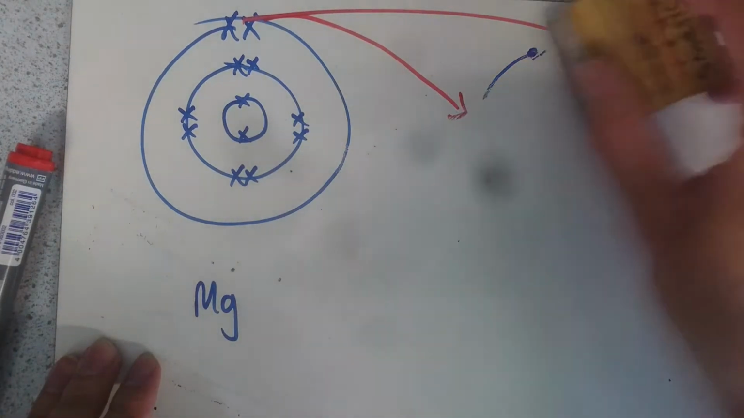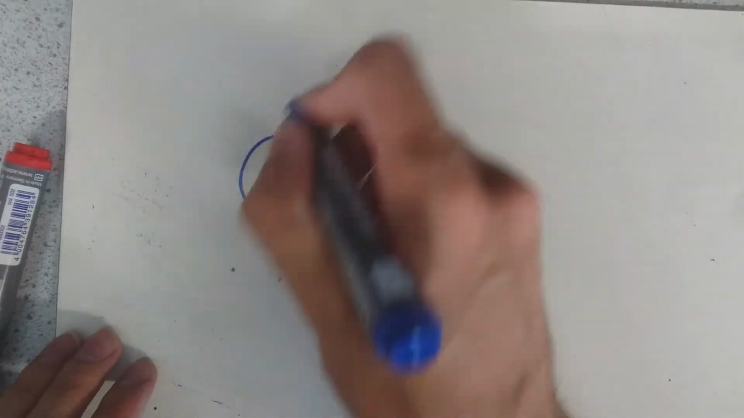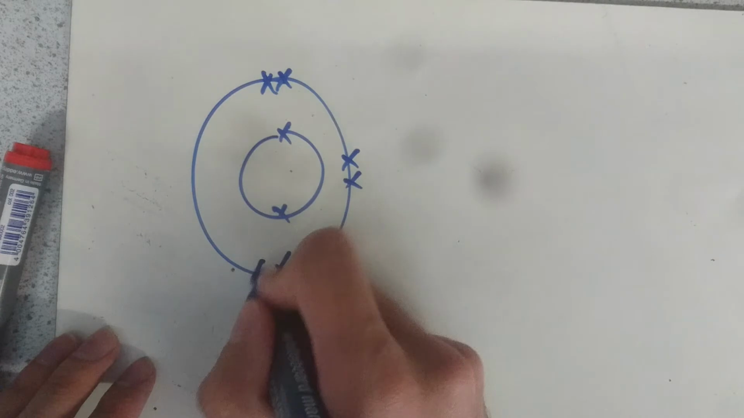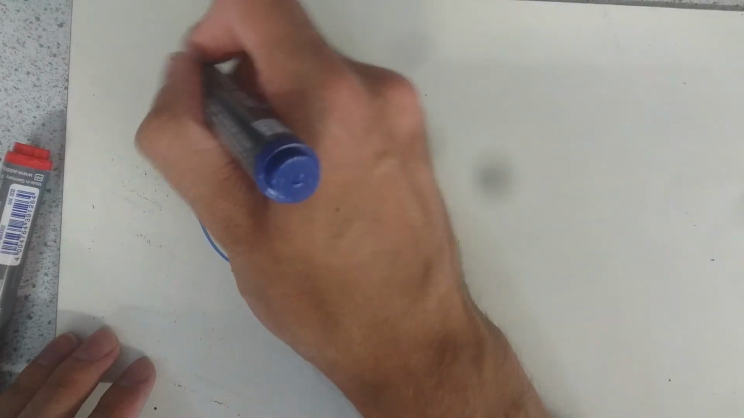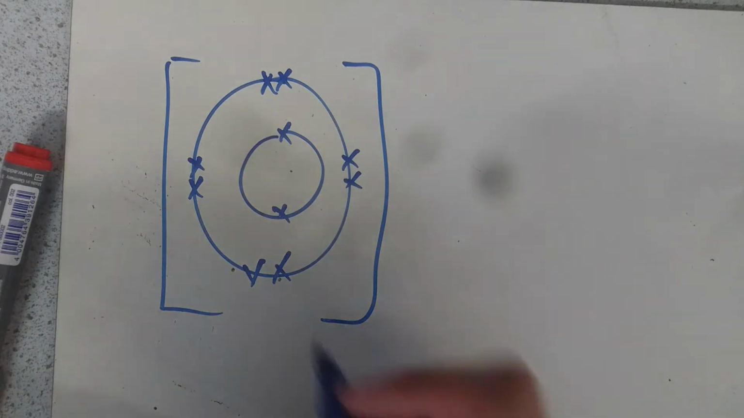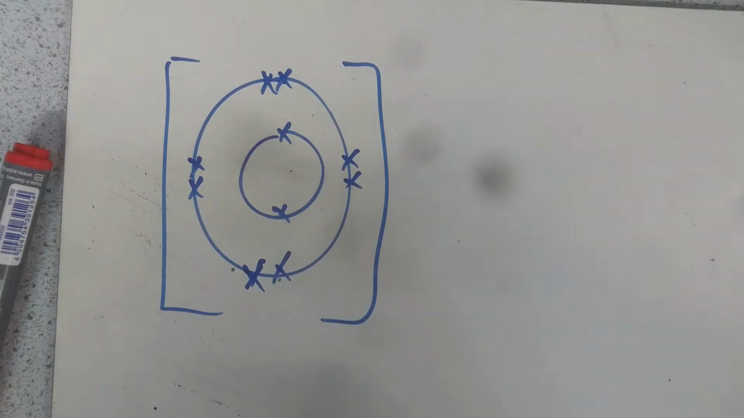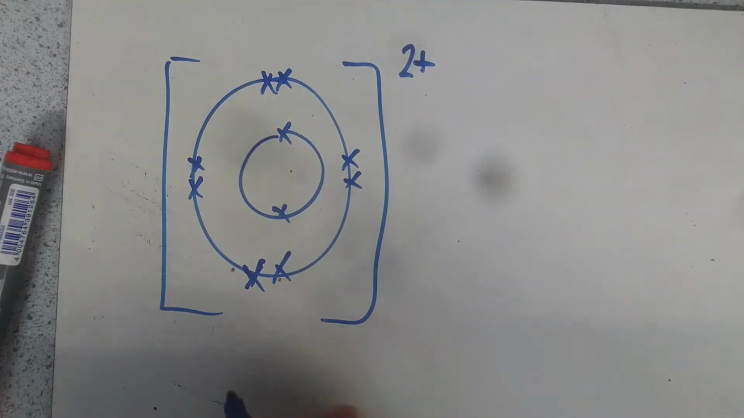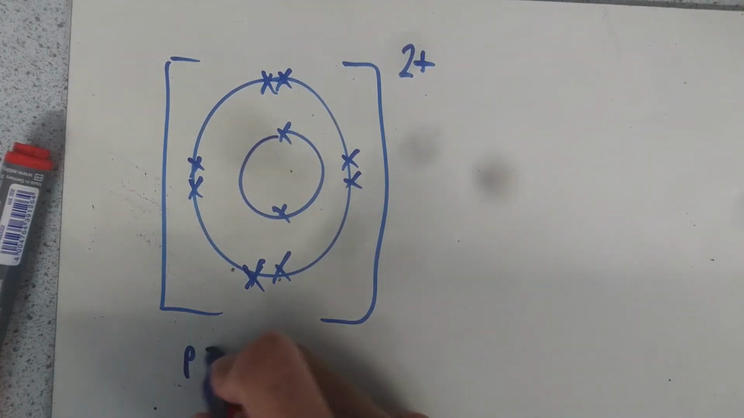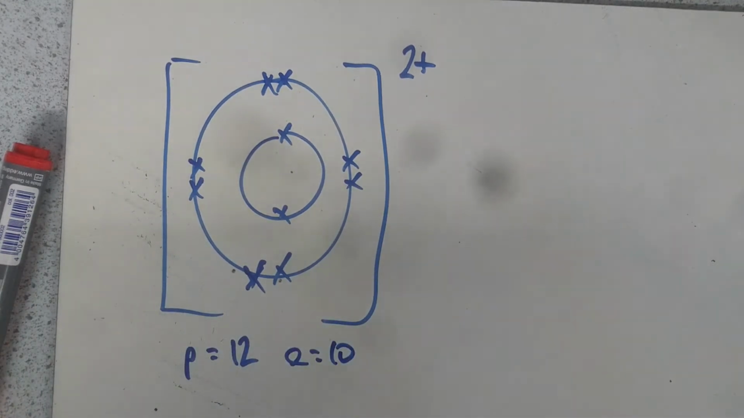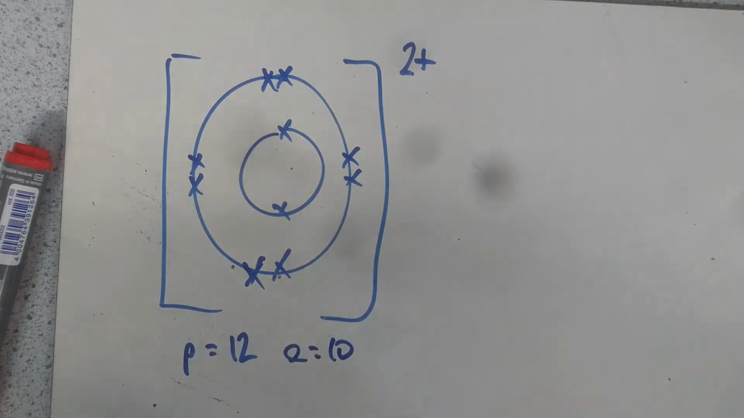We can then draw the ionic bond. We'll have our magnesium, which has lost 2 electrons from its outer shell. So now it looks like that. What do you think the charge is going to be on it? It'll be 2 plus, because it's lost 2 electrons. It's still got 12 protons, because we haven't lost any protons, but we've now only got 10 electrons. So the overall charge will be 2 plus.